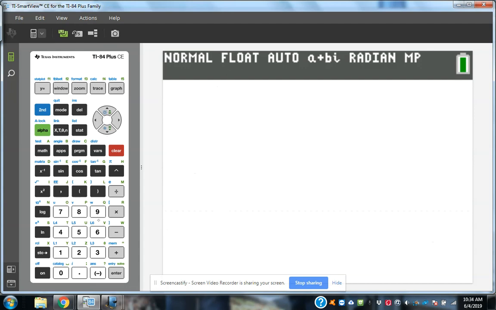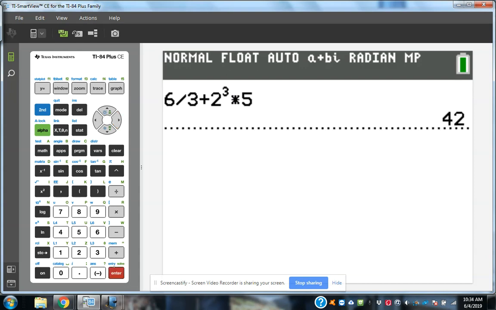So to type it in, I'm going to do 6 divided by 3. So 6, and then I hit the division symbol, and it's going to give me that slash mark, which is the division symbol. It's going to look like it's doing a fraction, but it's doing the division. 6 divided by 3 plus 2, caret symbol to the 3rd. Press the right arrow key to get out of that. Times 5 and hit enter, and there we get 42 as a result.